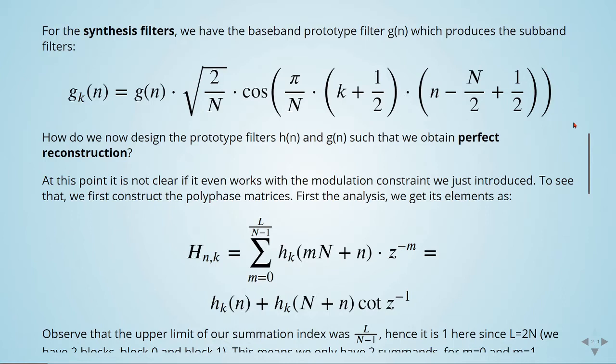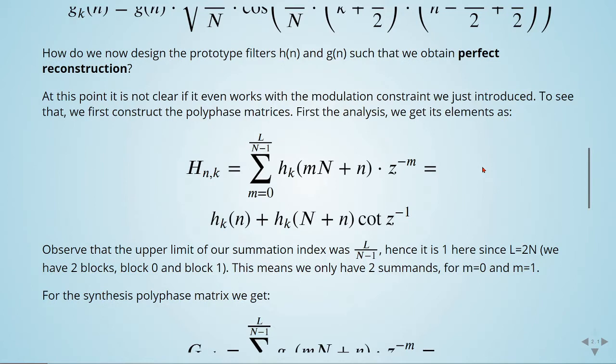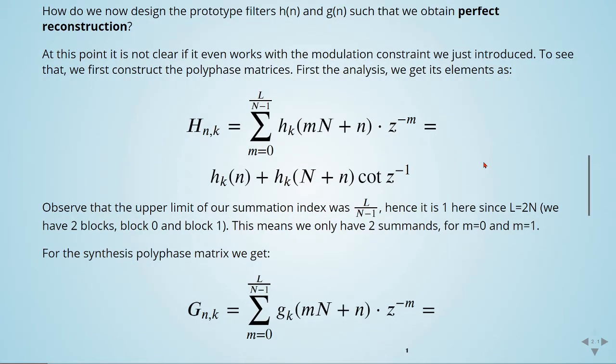To see that, we first construct the polyphase matrices. Here is the analysis polyphase matrix, and we get its elements given by these equations here. Observe the upper limit of our summation index is L divided by capital N minus 1, and here it's equal to 1 because we have L equals 2N. So we have two blocks, block 0 and block 1. This means we only have two summands for m equals 0 and m equals 1.